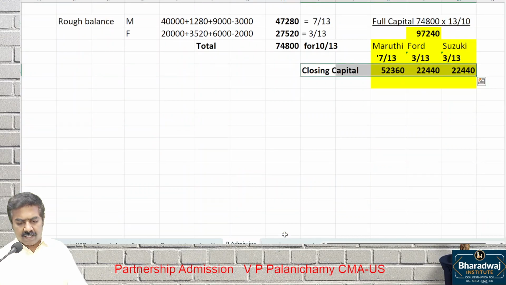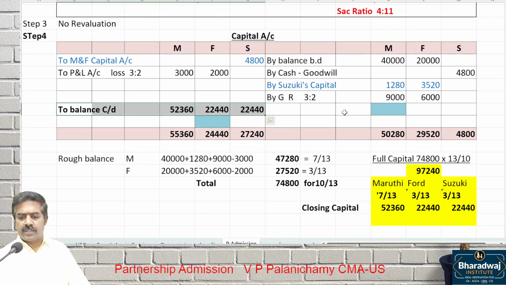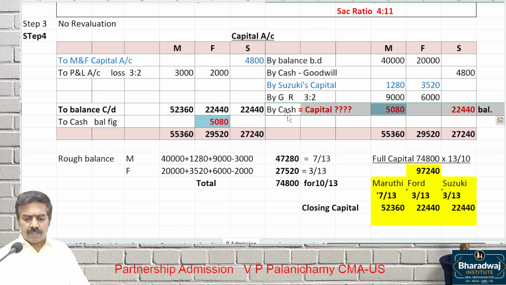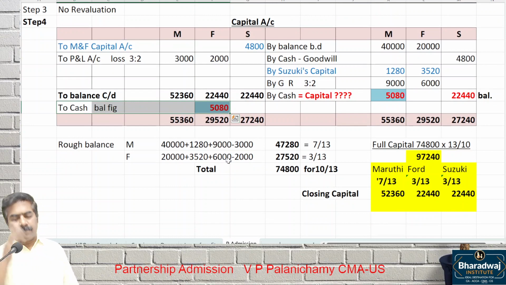Balance carry down required is this much. Shortage you bring in, surplus you take it back. Take up this. Next we have to prepare which one? Balance sheet. Try the balance sheet after this.